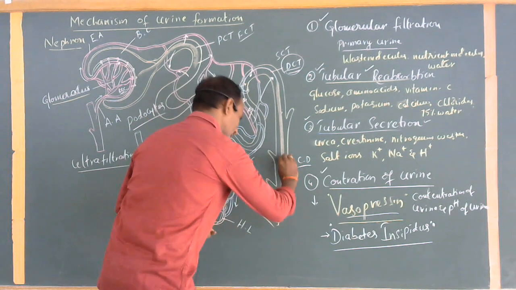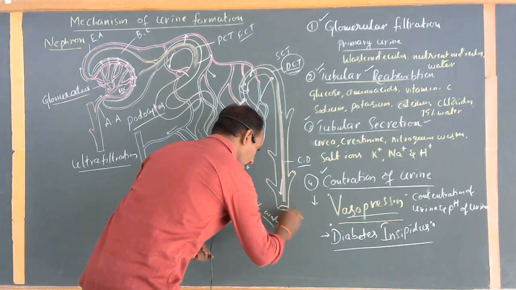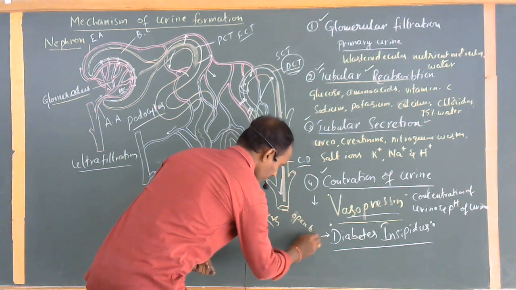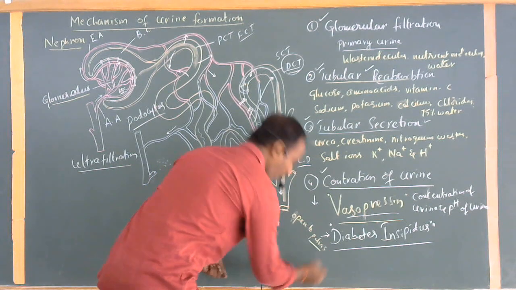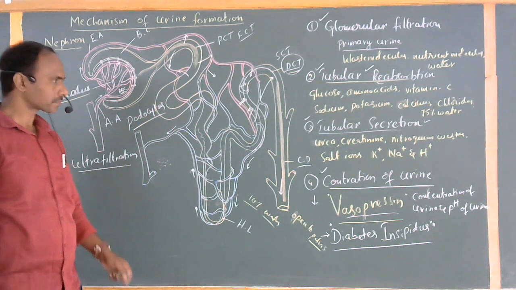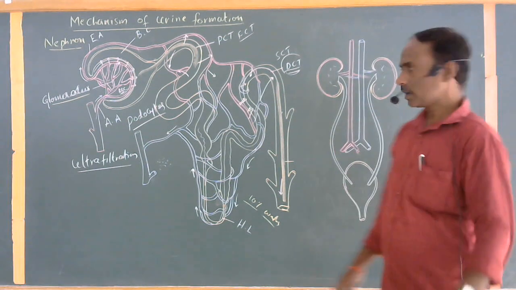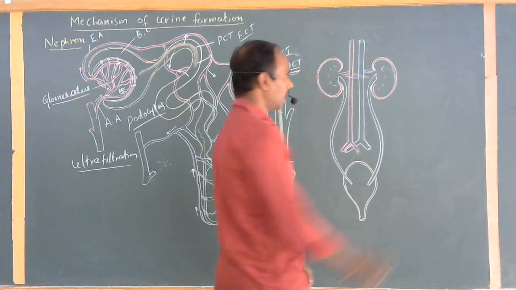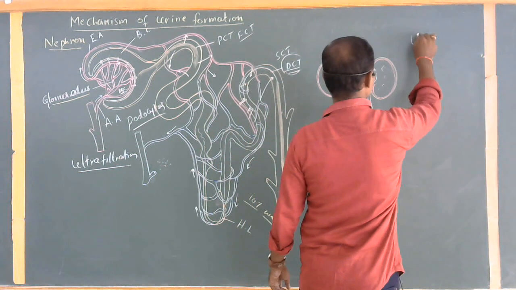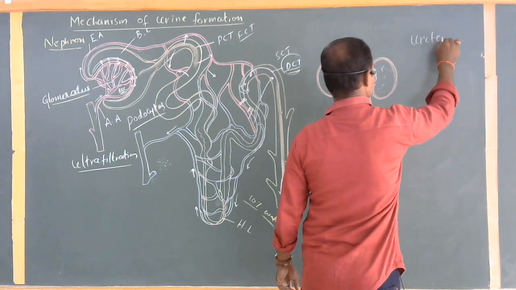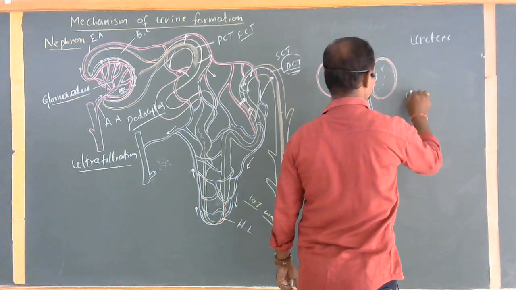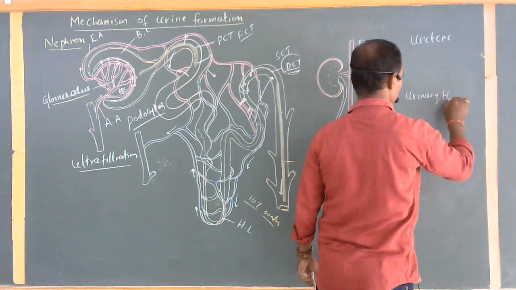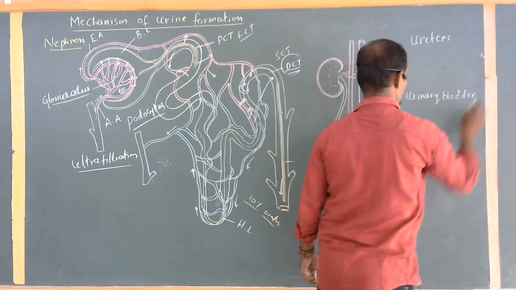The collecting duct opens into the part commonly called the pelvis. Open to pelvis. Okay. After the formation of urine, there are some more organs still present here. These are the ureters, the urinary bladder, and the urethra.